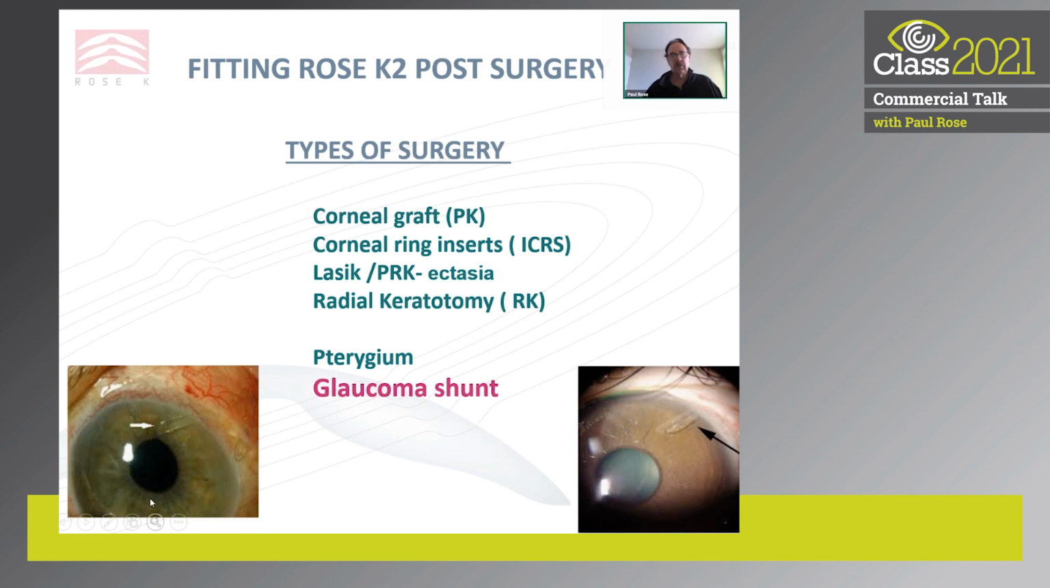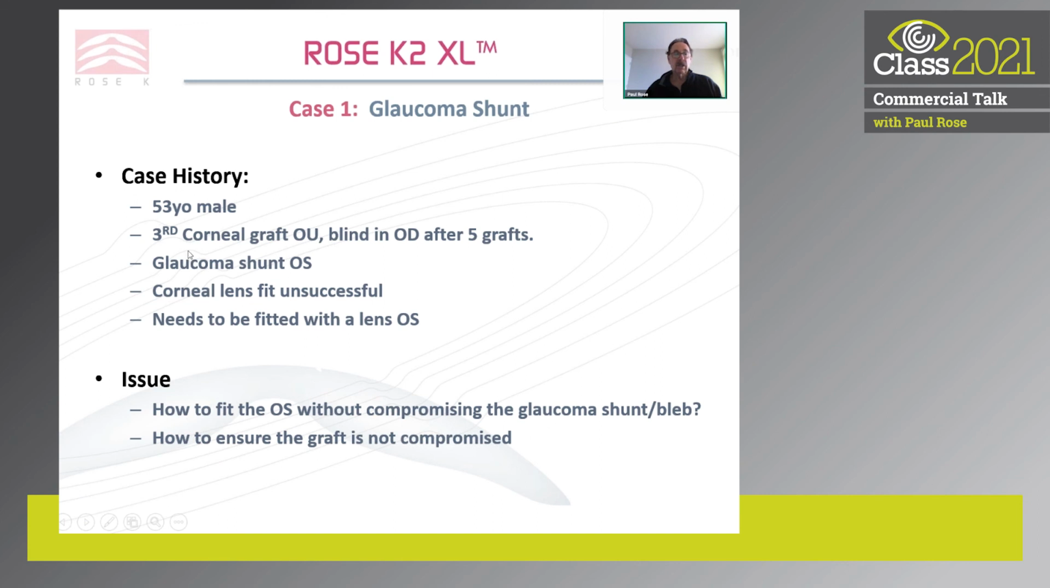I want to finish off this presentation with talking about surgery outside, and I'm going to talk about the glaucoma shunt patient, where this patient had a glaucoma but wanted to be fitted with a scleral lens. So the case history, 53-year-old male, 3rd corneal graft in this eye that I'm trying to fit, and blind in the other eye after 5 grafts rejected, has a glaucoma shunt in this eye, corneal lens could not be fitted, and wants to be fitted with a large lens in that left eye.